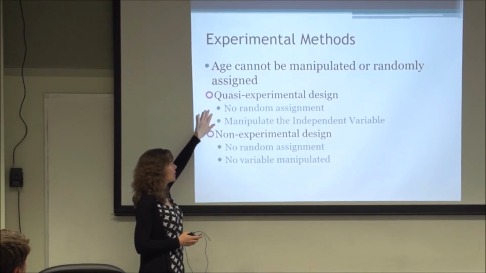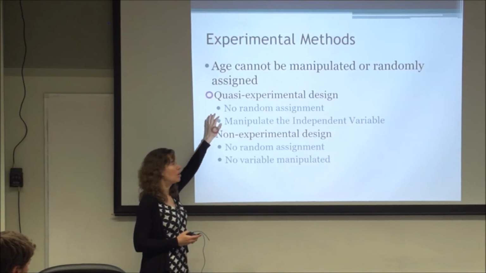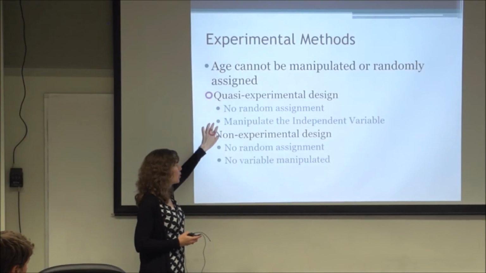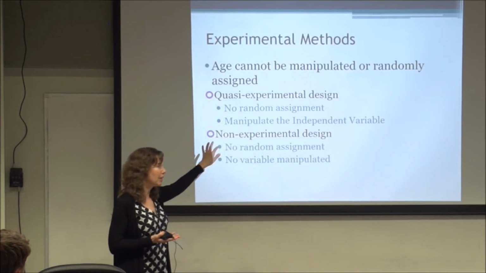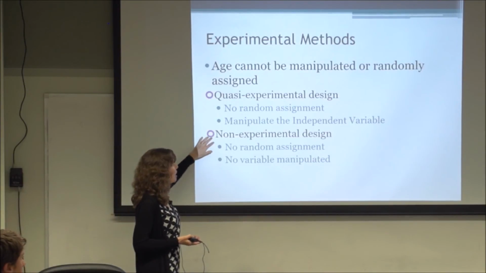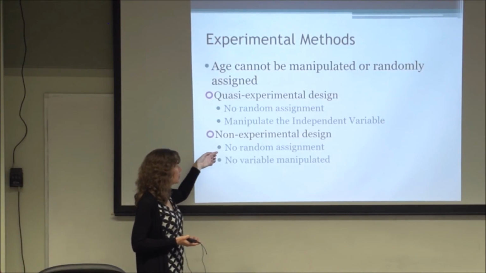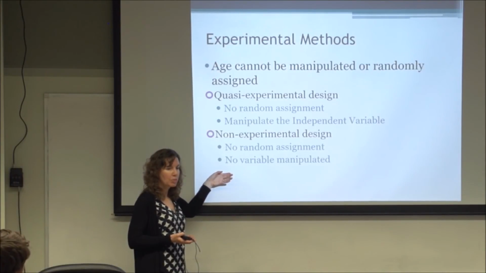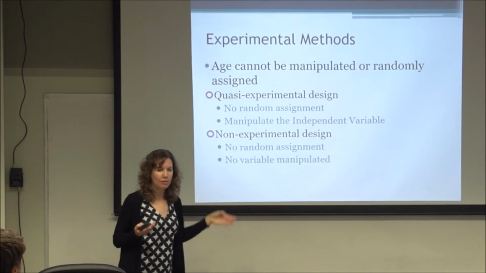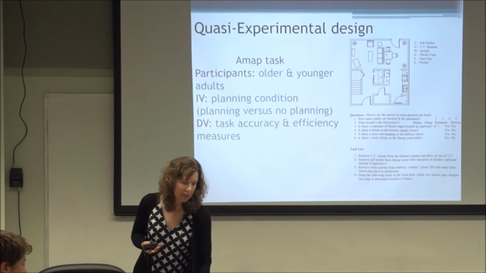So that is going to only allow us to do what we call quasi-experimental design. We can still manipulate the independent variable like we did in the other study, right? In a non-experimental design, we can't do random assignment and we also don't manipulate a variable, but we can still learn important information. So let me show you some examples of that.